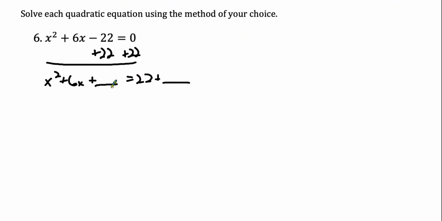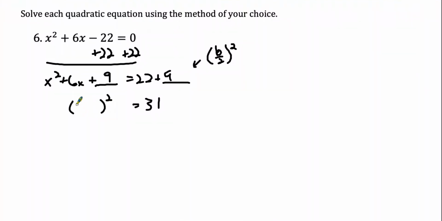So now I need to figure out what value to add to both sides to complete the square. The value that I'm adding to both sides should be b divided by 2 squared. My b value is 6. 6 divided by 2 is 3, and 3 squared is 9. So I should be adding 9 to both sides. So on the right side, 22 plus 9 is 31. On the left side, we have created a perfect square trinomial.